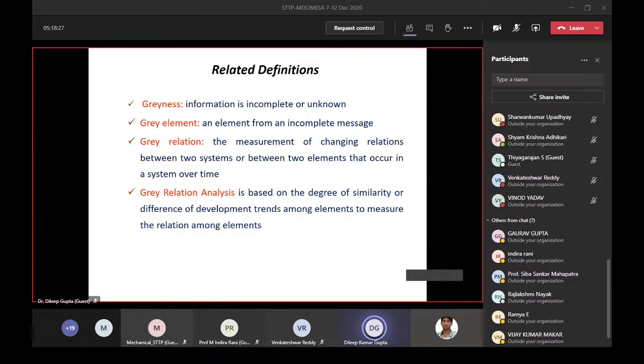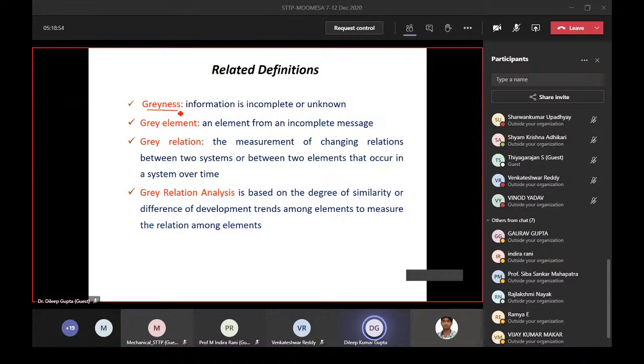Some related terminologies are there. Grayness means information is incomplete or unknown. A gray element is an element from incomplete information or a message. Gray relation is the measurement of the changing relation between two systems, or between two elements that occur in a system, over time.